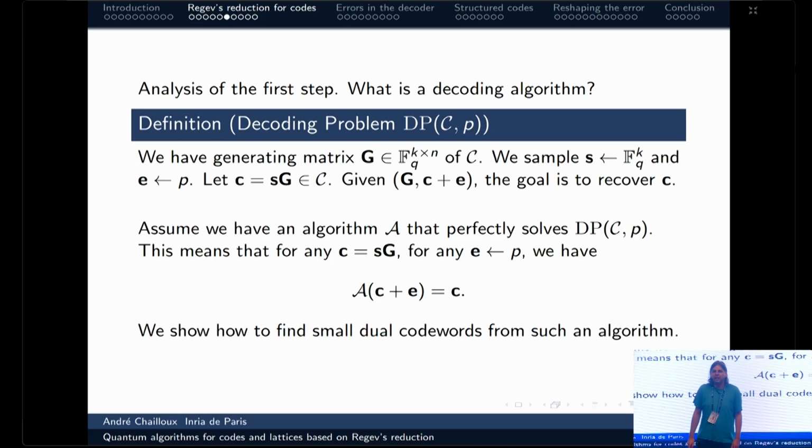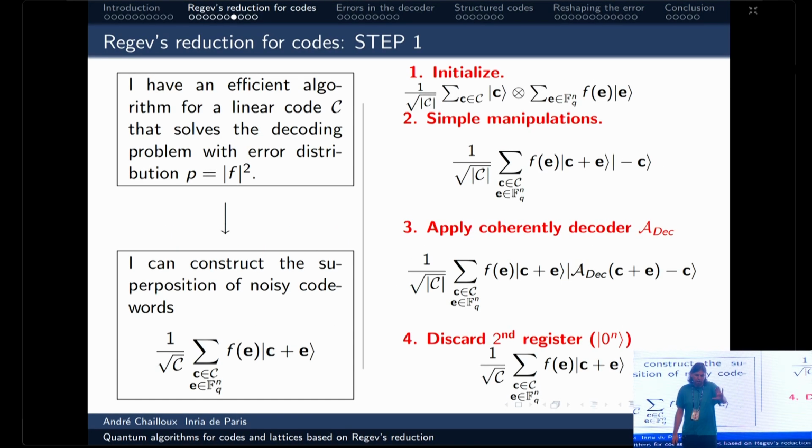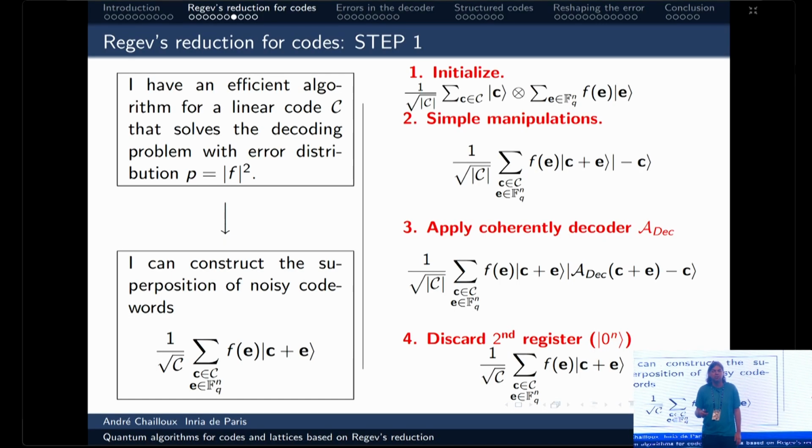And now we'll see how we do step 1 of Regev's reduction. On the left is what we want to do, and on the right are the different steps. As you can see, there are not that many steps. The first thing you do is create a uniform superposition of code words and the superposition of the error function. The superposition of the code words you can do quite easily when you have the generating matrix G, because you can construct this random S, you can construct SG, and from SG you can also recover S, by Gaussian elimination. This is something that we can easily do from the matrix G.